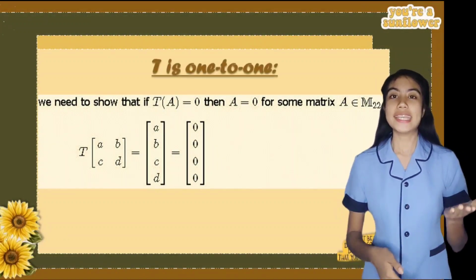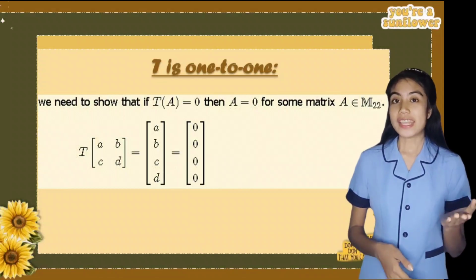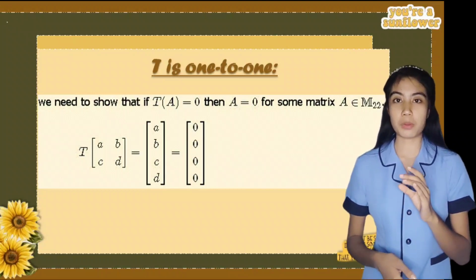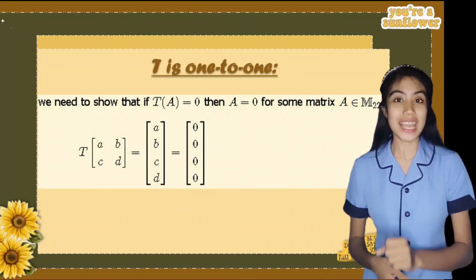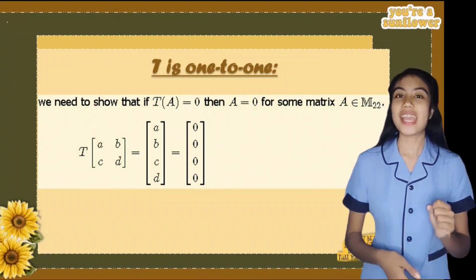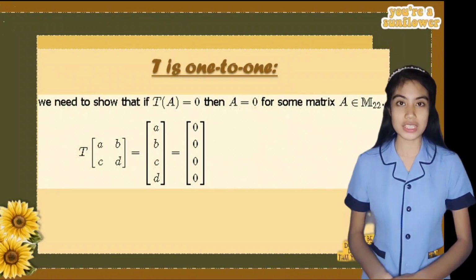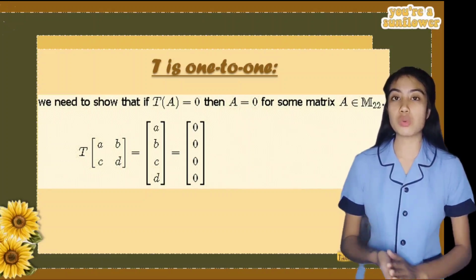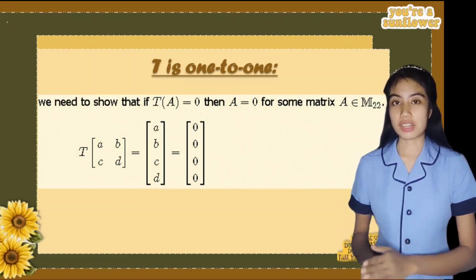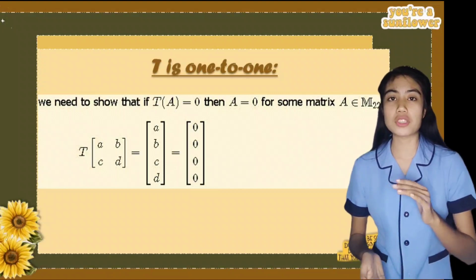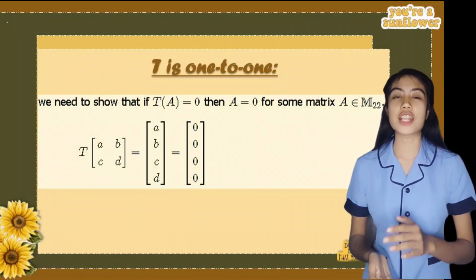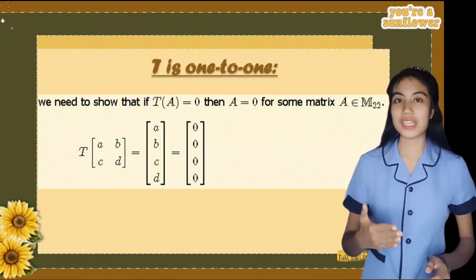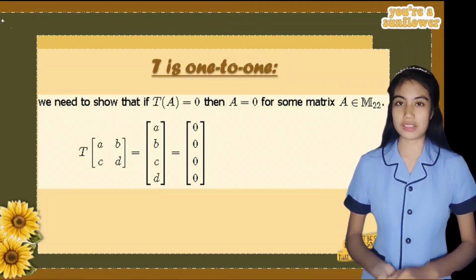Number 1, T is one-to-one. To prove that T is one-to-one, we need to show that if the linear transformation T maps a matrix A to the zero matrix, then A must be the zero matrix itself, where A is a square matrix of size 2 by 2 with integer entries. In other words, we need to demonstrate that the only way for the transformation to yield the zero vector is if the input matrix A is also the zero matrix.